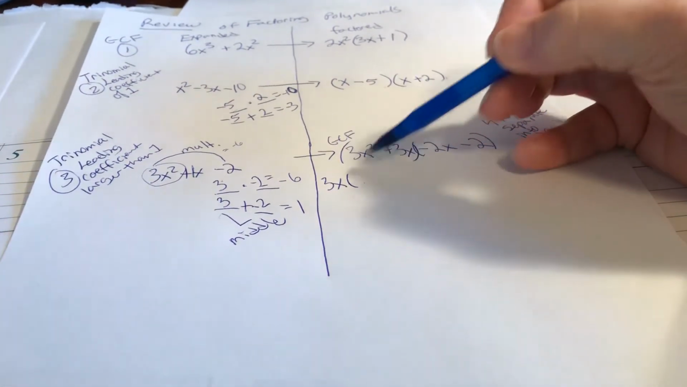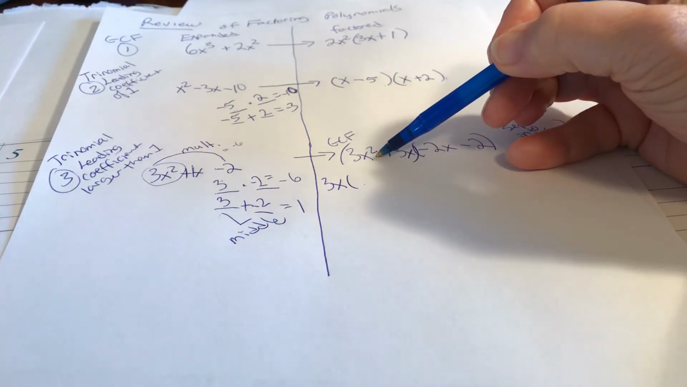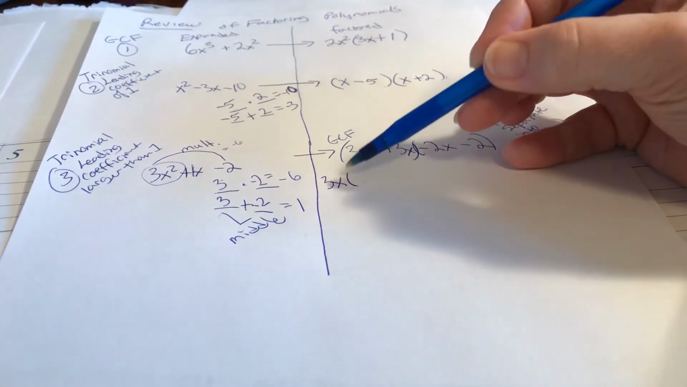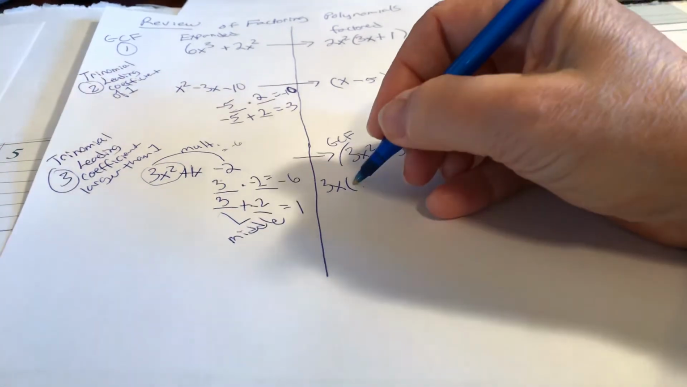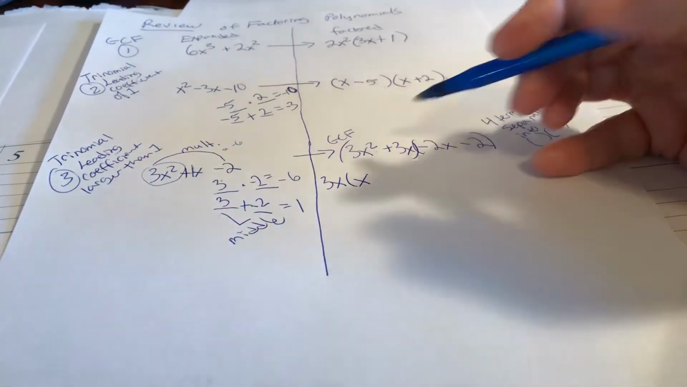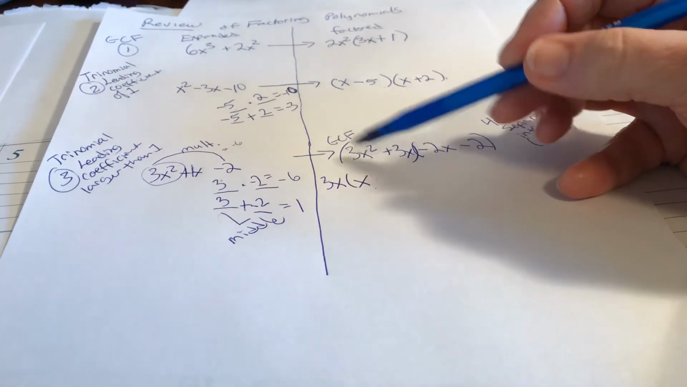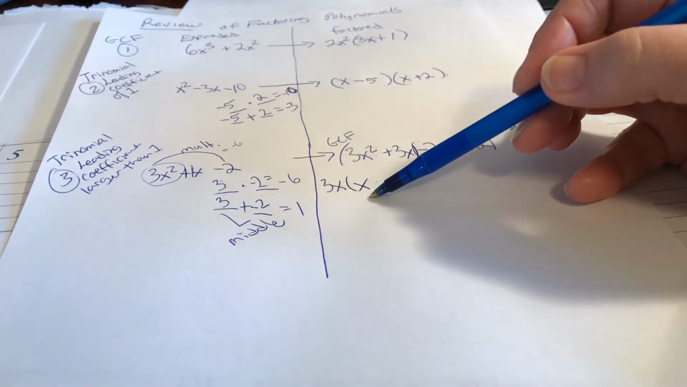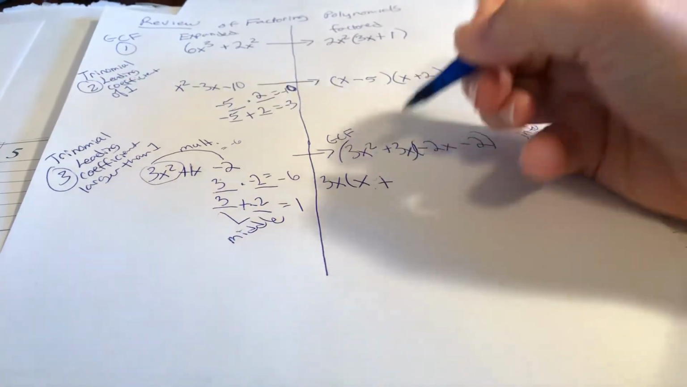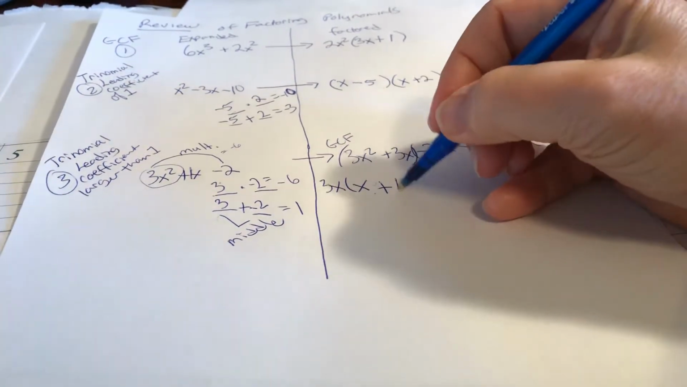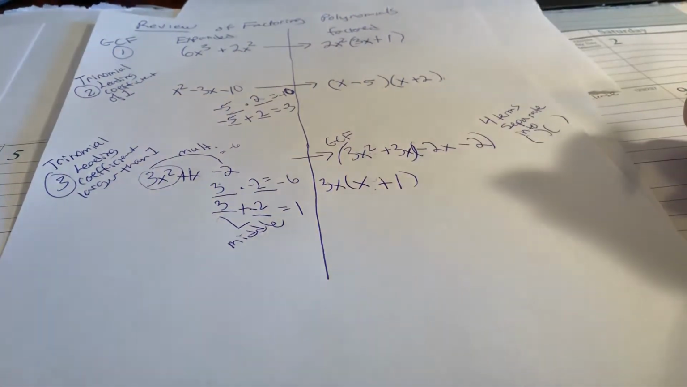3x times what equals 3x squared. Think of it that way. Or 3x squared divided by 3x equals x. Again, these two multiplied together equal this, or this divided by this equals this. So 3x times 1 equals 3x.